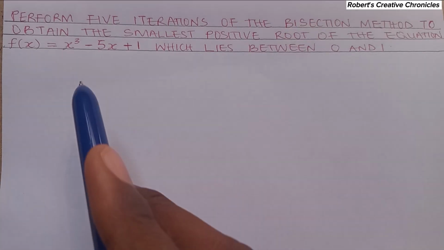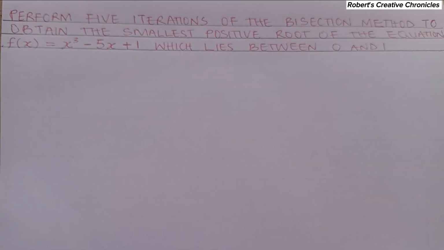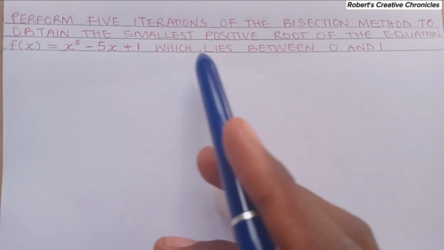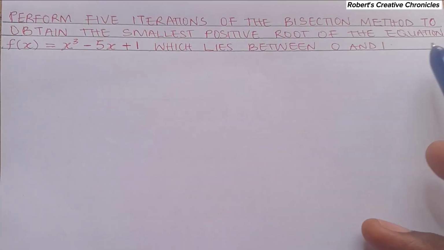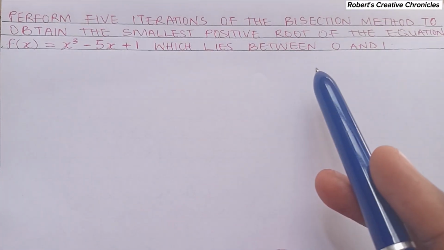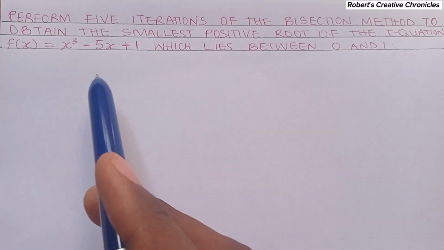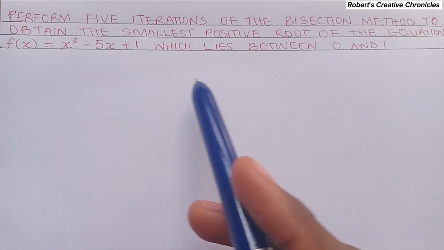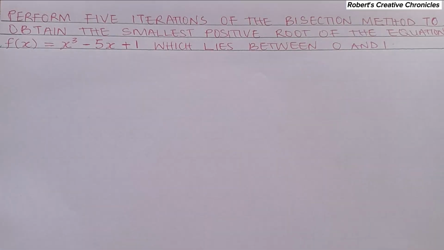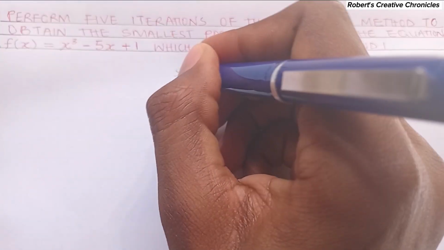So today, we'll be solving this question, which states: perform 5 iterations of the bisection method to obtain the smallest positive root of the equation f(x) = x cubed minus 5x plus 1, which lies between 0 and 1. So, solution.